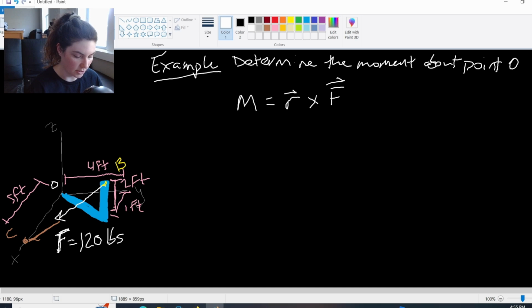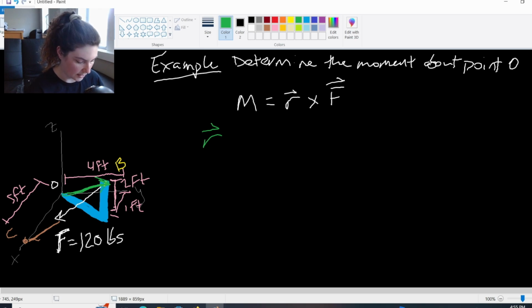So our R vector is pretty straightforward to find, right? It's from the origin up to where F begins. So this is our R vector. It goes from the origin to this point B. So our position vector for R is just going to be the location of point B, because you're subtracting the origin, which is 0, 0, 0.